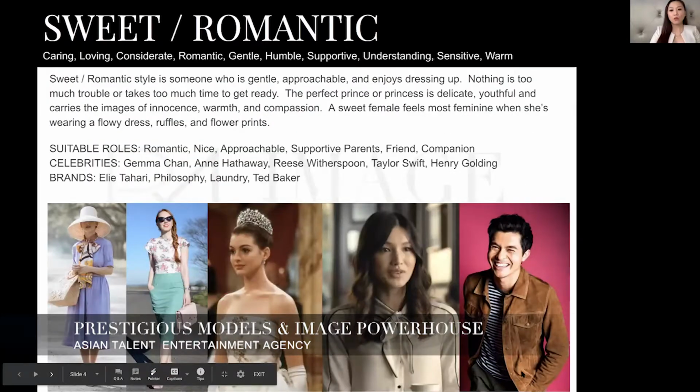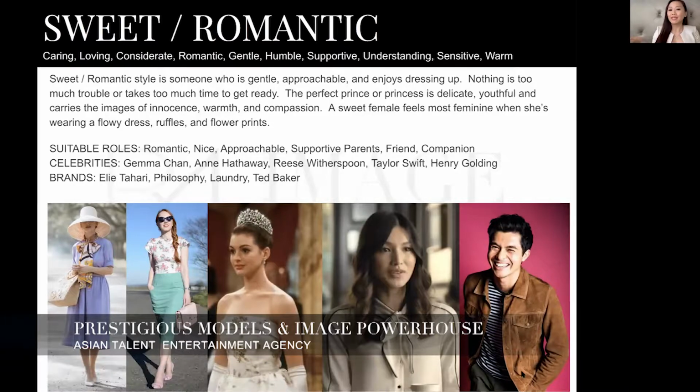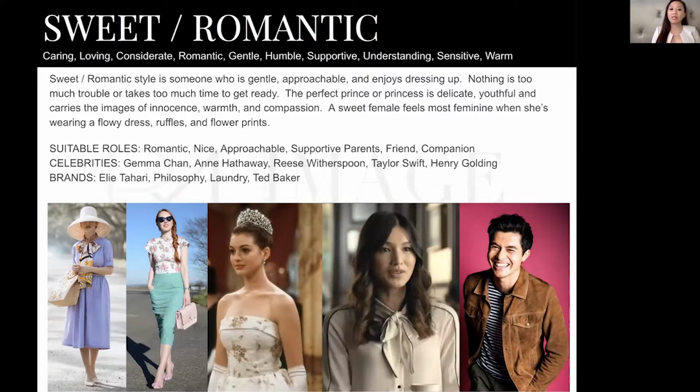Okay, so the next one is the sweet romantic type. This style is someone who is gentle, approachable, and enjoys dressing up. Nothing is too much trouble or takes too much time to get ready. The perfect prince or princess is delicate, youthful, and carries the image of innocence, warmth, and compassion. A sweet female feels most feminine when she's wearing a flowy dress, ruffles, or floral prints. Suitable roles are the romantic, nice, approachable, supportive parent and friend companion type. Some of our favorite celebrities: Gemma Chan, Anne Hathaway, Reese Witherspoon, Taylor Swift, and Henry Golding.